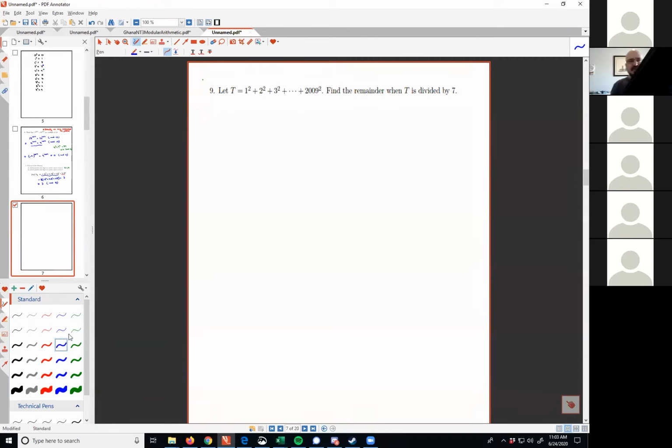That's a lot of numbers to square. We're adding them all together. How can we get started? Convert to base 7. Sorry, modulo 7. Okay, we can work in modulo 7. Good. So what do we find when we start working in modulo 7?